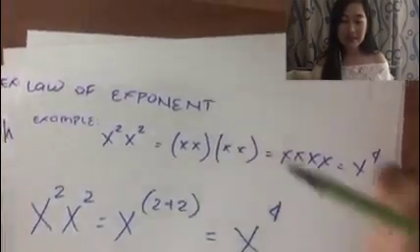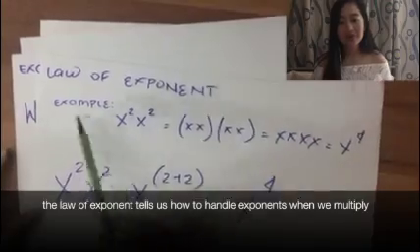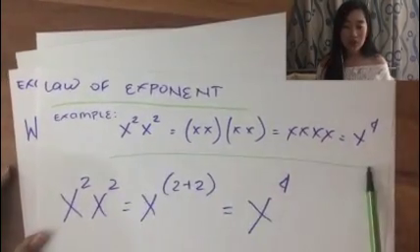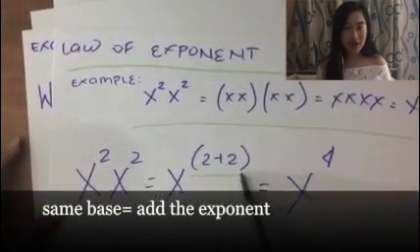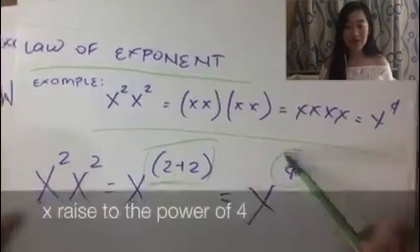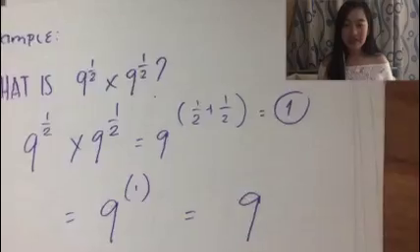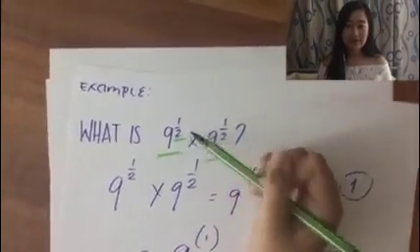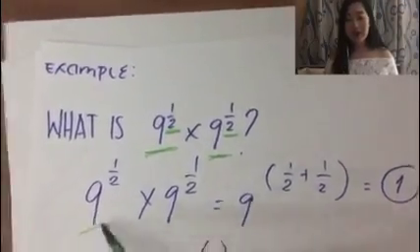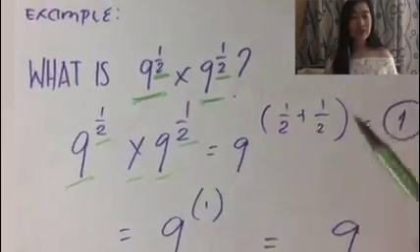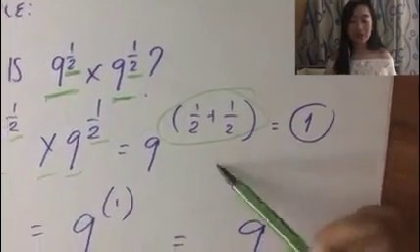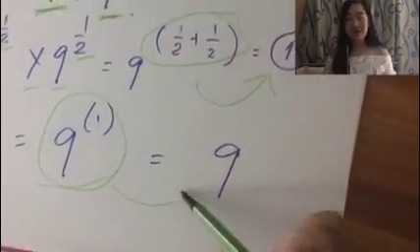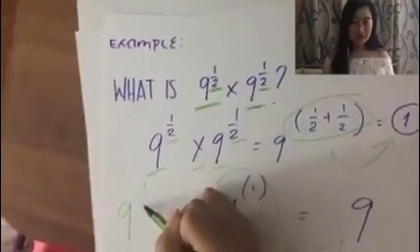So why? Let's see in an example. First, the laws of exponents tell us how to handle exponents when we multiply. For example, x squared times x squared is equal to x to the 4th, because we add the exponents, 2 plus 2 is 4. Let's try that with a fractional exponent. What is 9 to the power of 1/2 times 9 to the power of 1/2? Add the exponents. 1/2 plus 1/2 is 9 to the power of 1, where we don't need to write the 1. So the answer is 9. So 9 to the power of 1/2 times itself gives you 9.